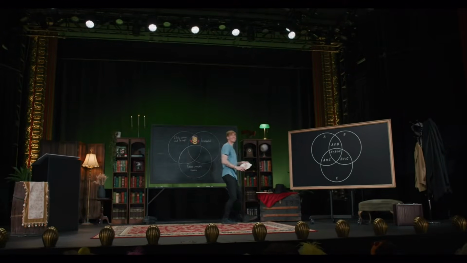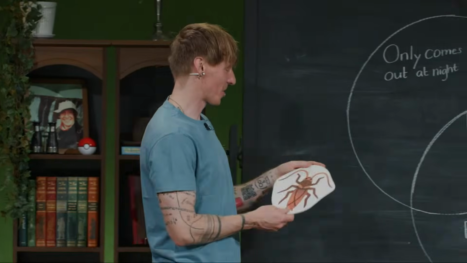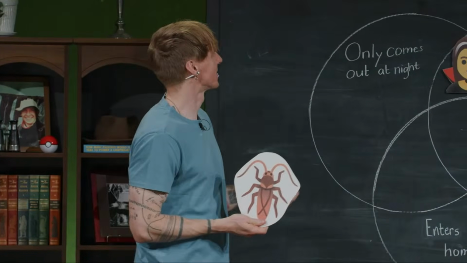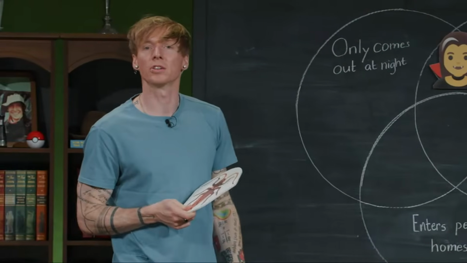OK, this is a good one. We've got a cockroach, a terrifying looking creature. So a cockroach, right? Again, let's think through our categorizations, our sets. Does a cockroach only come out at night? I do believe they are nocturnal.